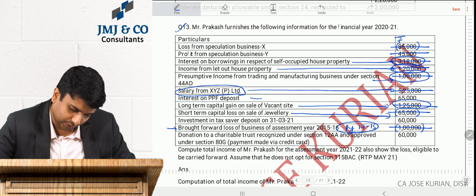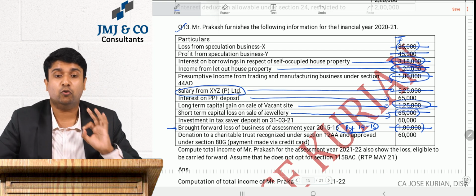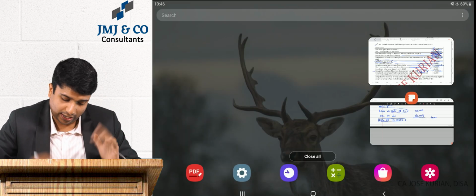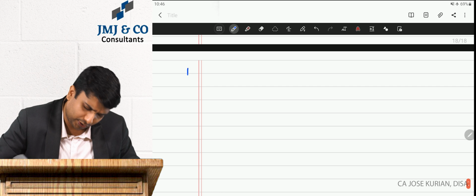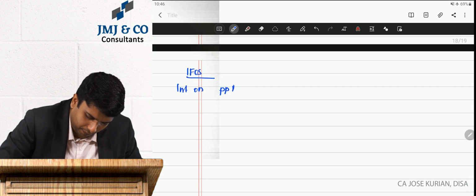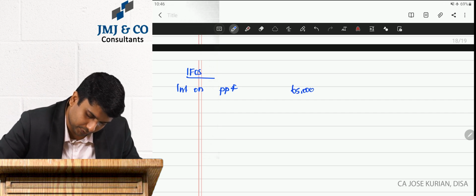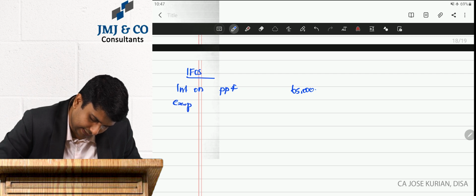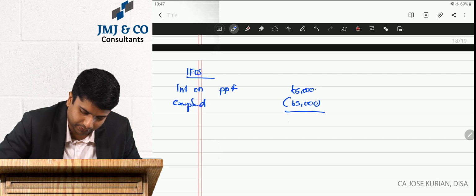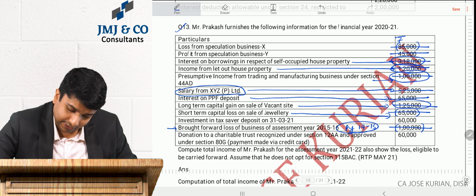We have dealt with these two. Now, interest on public provident fund. Friends, interest on public provident fund is fully exempted. All right. So, I'm not considering that particular income. I'll write a note. All right. Under IFOS, interest on public provident fund, and what is the amount? Interest on public provident fund, it was 65,000 rupees. It is fully exempted, so that 65,000 rupees is fully exempted. You don't need to consider anything for that. So it is a completely exempted income.